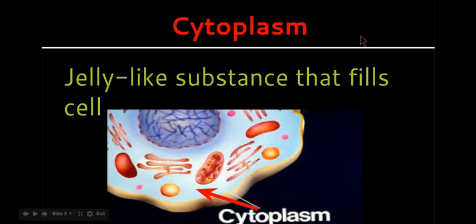The second part of the cell we are going to talk about is the cytoplasm. Now, cytoplasm isn't exactly an organelle because it's not a structure. Cytoplasm is the jelly-like substance that fills up an entire cell. The organelles sit inside the cytoplasm, and the cytoplasm kind of holds them in place. Also, a lot of reactions take place in the cytoplasm, so it's a really important part of the cell.